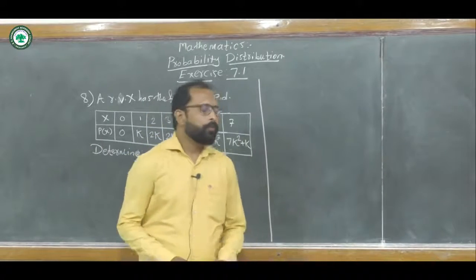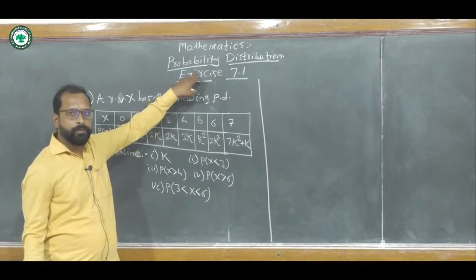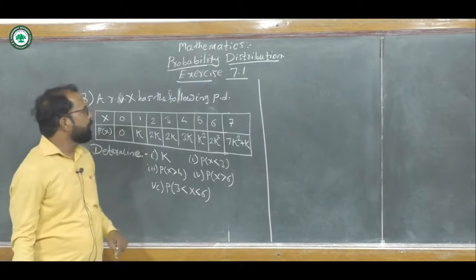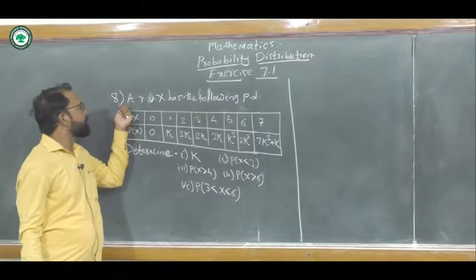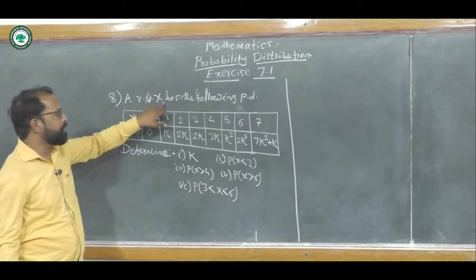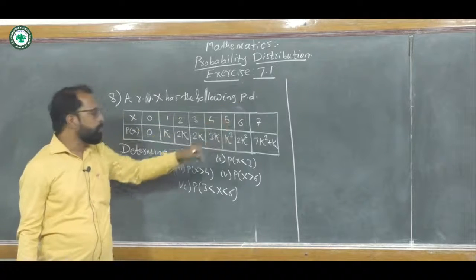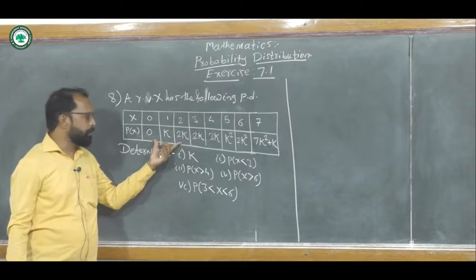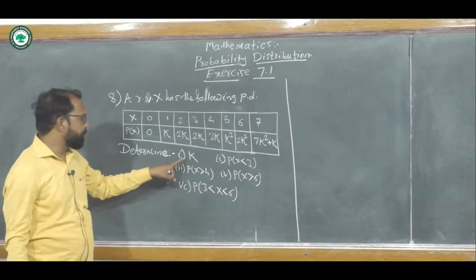In today's lecture, we continue our chapter from Mathematics 2nd, that is Probability Distribution, exercise number 7.1. From exercise 7.1, today we see example or question number 8, in which we are given that a random variable x has the following probability distribution. We are given a probability distribution for a discrete random variable, a table, and we have to find the values of different probabilities.